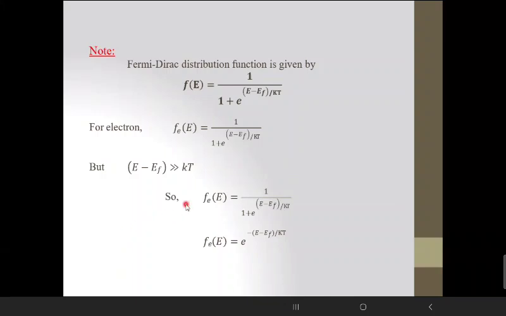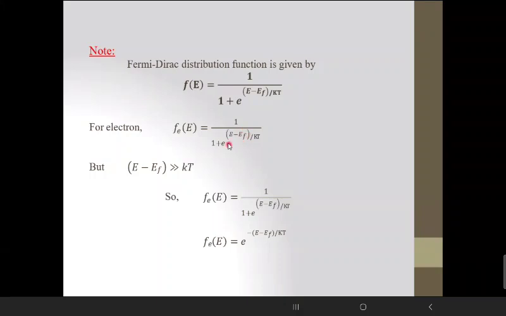Then another thing is the Fermi-Dirac distribution function. The Fermi-Dirac distribution function also varies for the electrons and holes. So Fermi-Dirac distribution function is given by 1 over 1 plus exponential of (E minus EF) over KT. For electron, we are considering the condition E minus EF very much greater than KT. Then Fe is equal to this term.